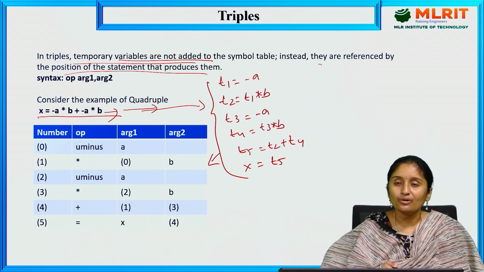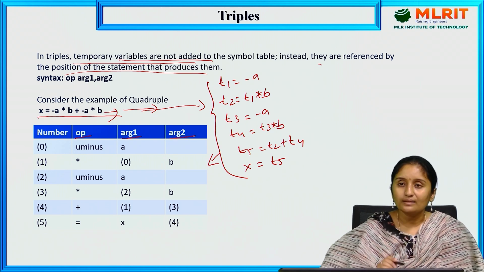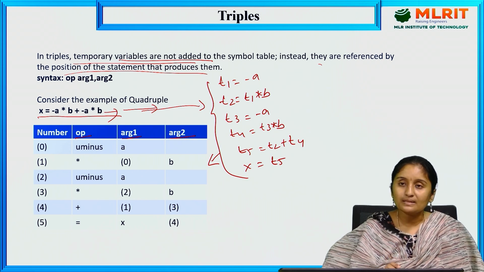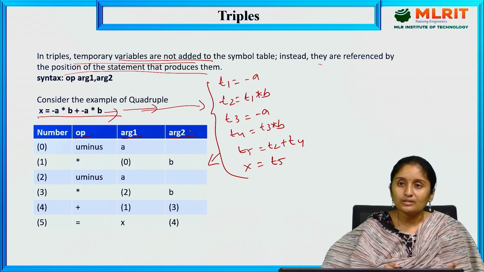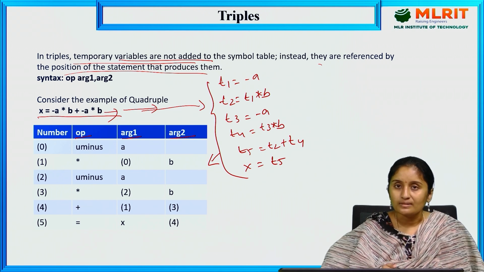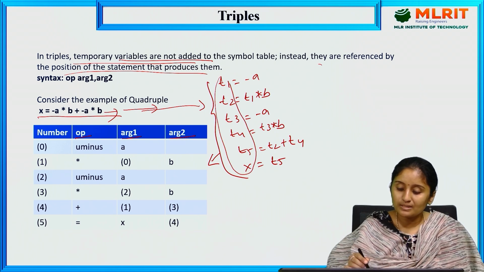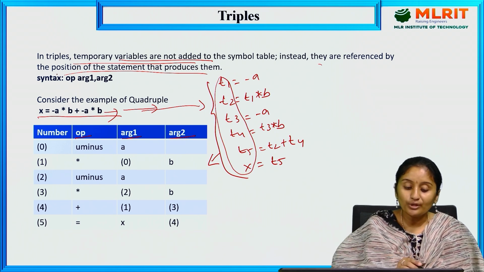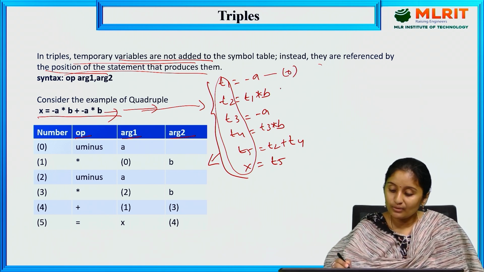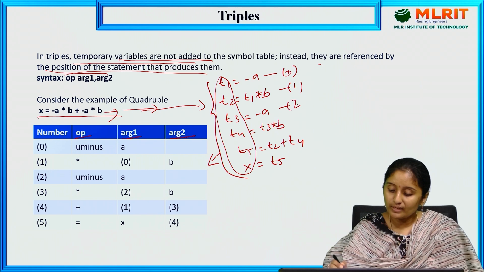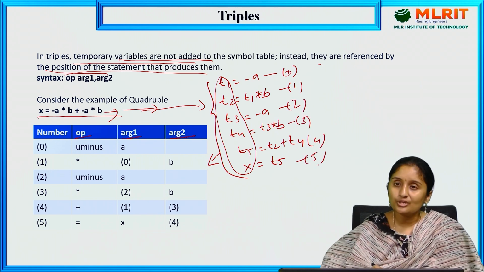The triples consist of 3 fields. The first field is the operator, the second one is argument 1, and the third one is argument 2. Here in triples, we don't use the temporary variables. Instead of using these temporary variables, we are going to use the position of the statement, at which position it is. So it is index 0, index 1, index 2, index 3, 4, and 5. These are the positions we are going to use.